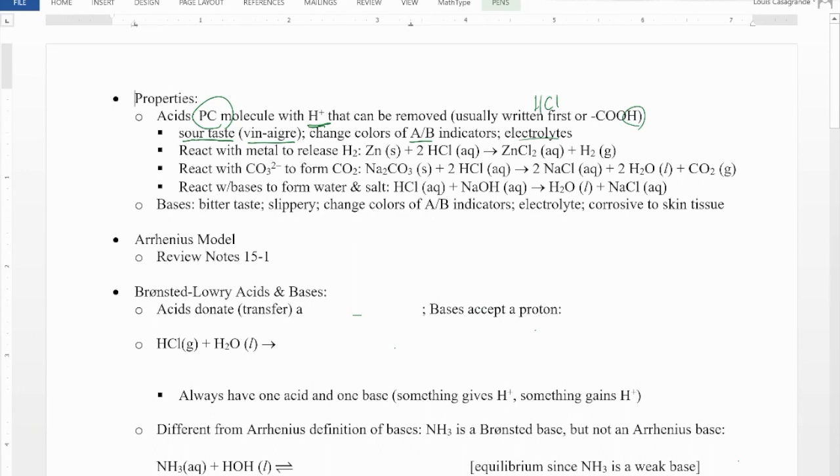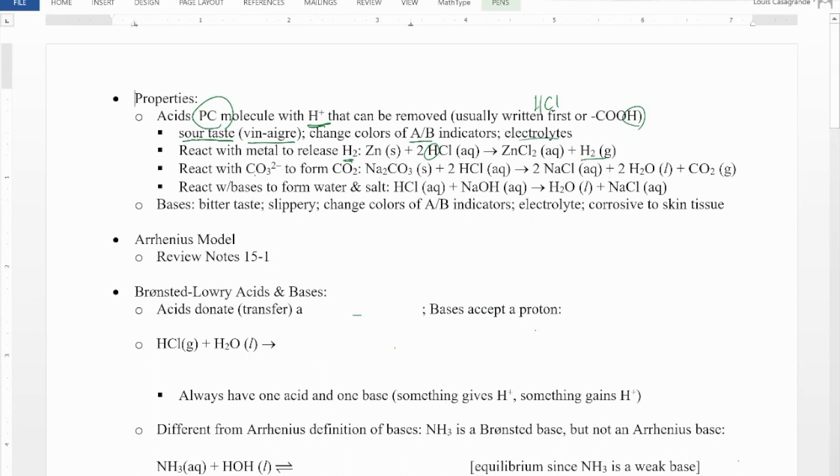A couple of key chemical properties we've seen before. They react with certain metals to release hydrogen gas, and this is a single replacement reaction. And there's our hydrogen gas. That hydrogen gas did come from the H plus of the HCl, and we've talked about oxidation reduction reactions. This is an oxidation reduction reaction as well, and we'll talk more about those in electrochemistry in the next unit.